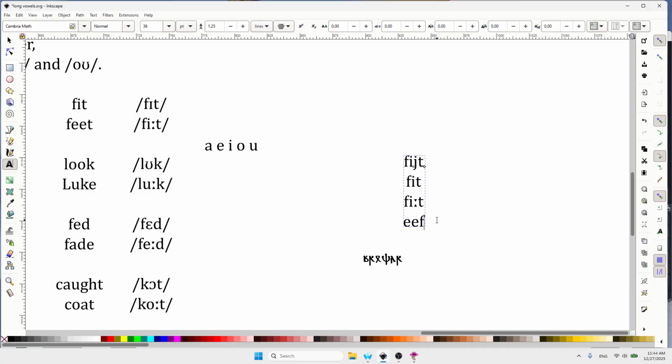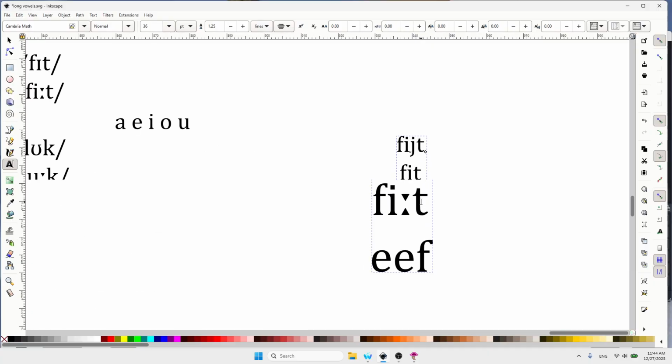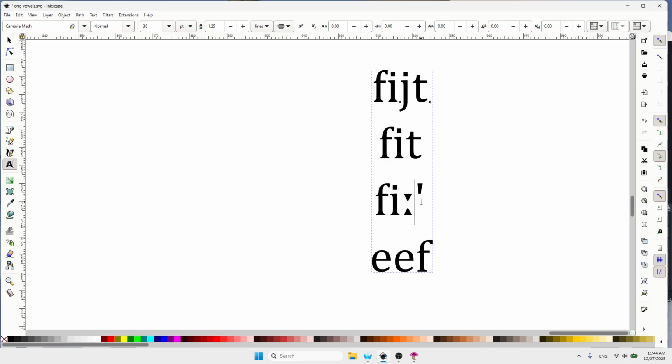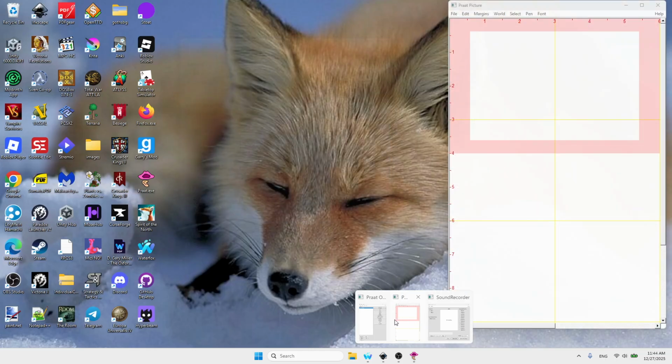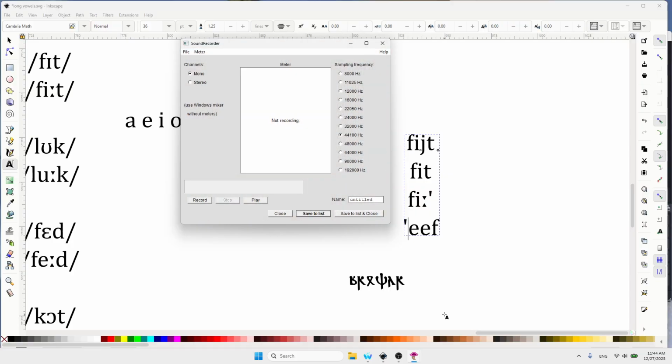So I don't know. I think I actually pronounced this T as like a glottal stop. This isn't the IPA symbol for a glottal stop, but whatever. More like feet, so it's more like eef. I'll try that. I'll say eef. But I did not actually hear it, so I don't know. Eef. I didn't like that one. I'll try again. Eef.